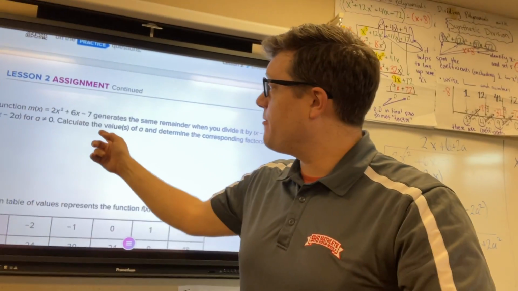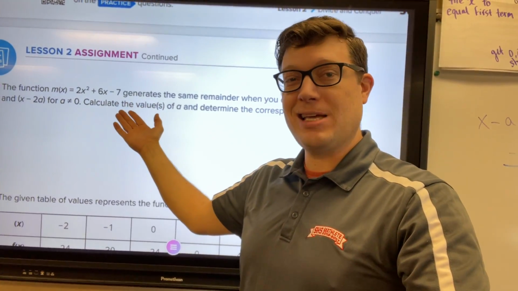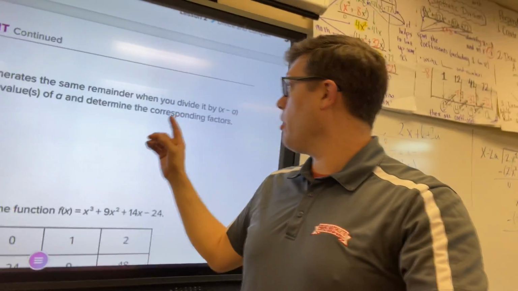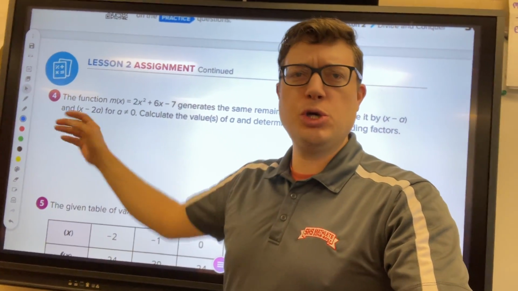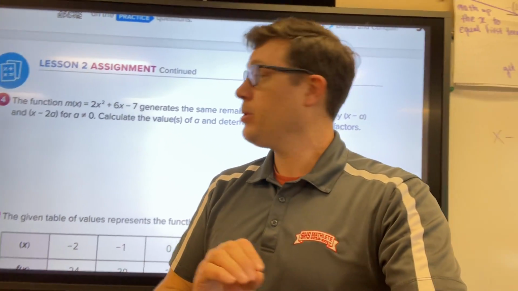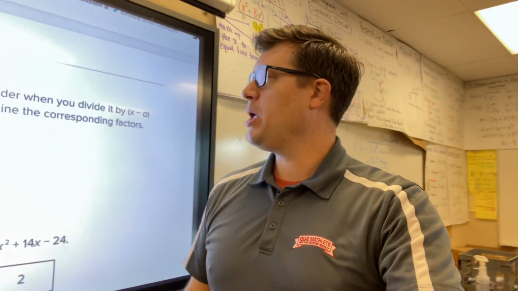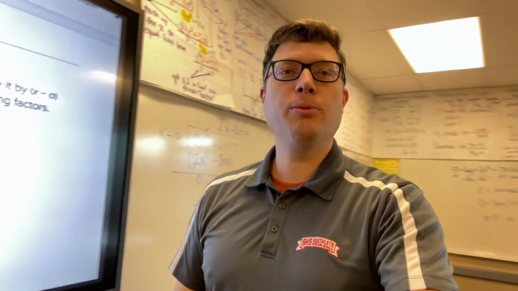308. It said the function m of x equals 2x squared plus 6x minus 7 generates the same remainder for dividing x minus a, or also dividing x minus 2a when a is not 0. And so that's the key part that I'm going to show you right now. It's going to be like, oh, okay, remember that part. It says calculate the value or values, it could be multiple values of a, and determine the corresponding factors.